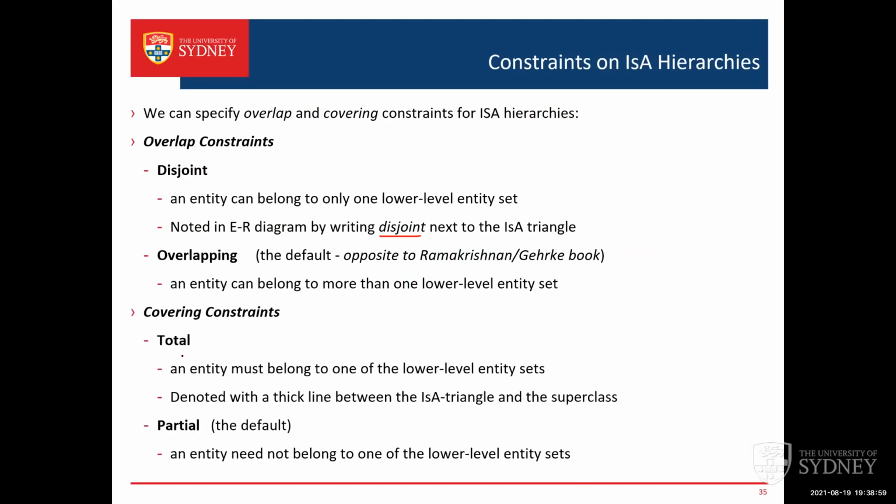Covering. This is where total and partial come in. Previously we have seen this total and partial. This is where I tried to explain. Total means an entity must belong to one of the lower level entity sets. If that is the case, we have to write a thick line. Partial means an entity need not belong to one of the lower level entities. This is the default, so if I don't write anything, then that is partial. If I draw a thick line between the is-a triangle and the superclass, then that will be total.